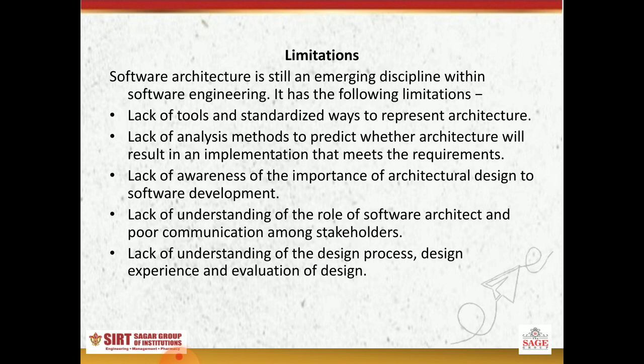The limitations of software architecture: it is still an emerging discipline within software engineering. It has the following limitations: lack of tools, this is the biggest problem, and standardized way to represent architecture, lack of analysis methods to predict whether architecture will result in an implementation that meets the requirement. We always compare the requirement first and face in the end whether we meet the challenges or not. So this is also a very big limitation of software architecture.